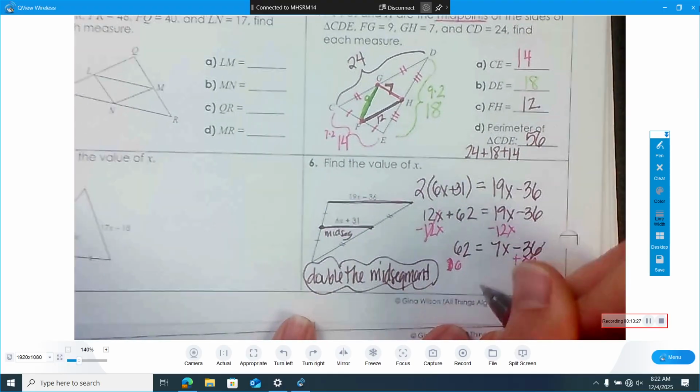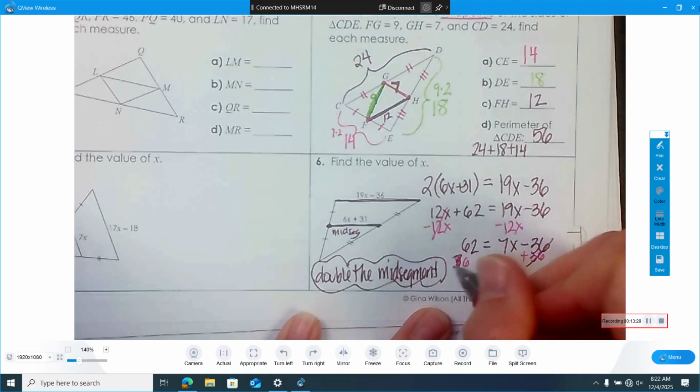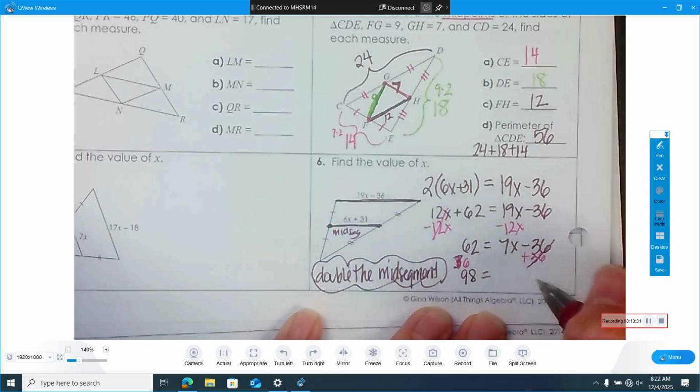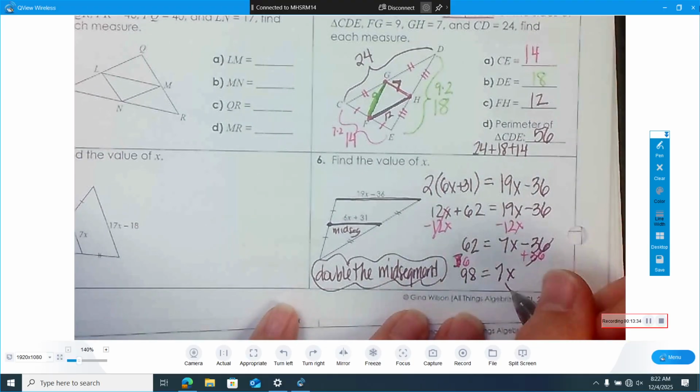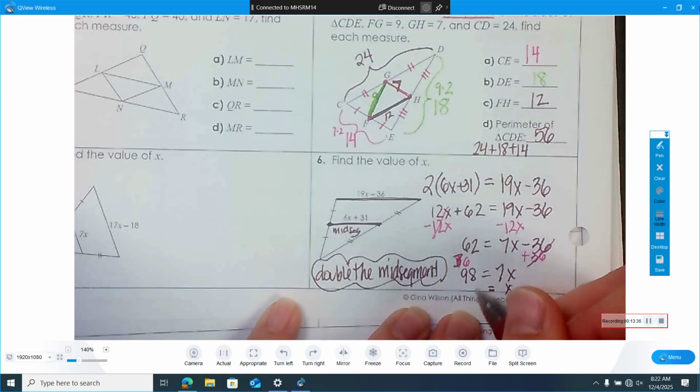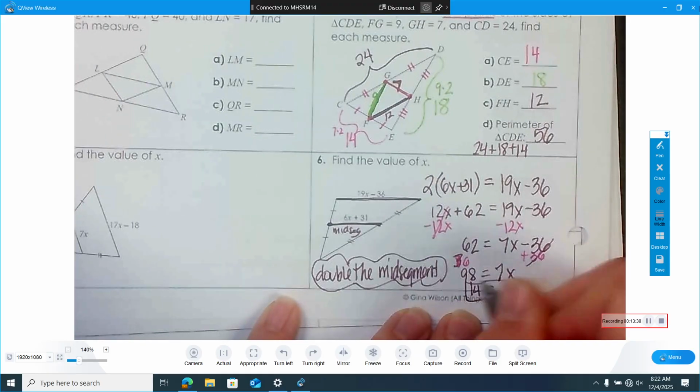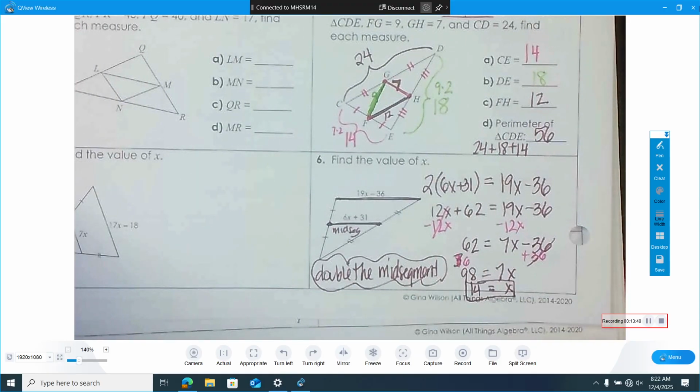All right, so I get 62 plus 36 is, you're right, thank you, 98 equals 7x, and then divide by 7 and we get, you still get the same thing, yeah.